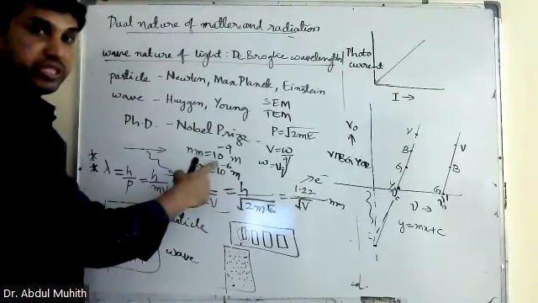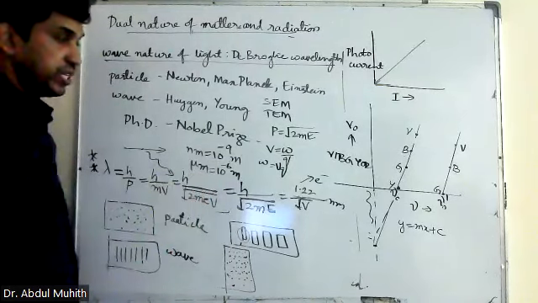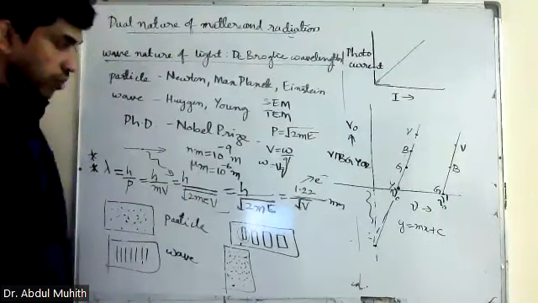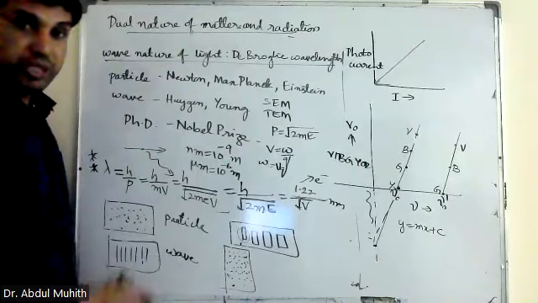Nanometer means 10 to the power of minus 9 meter. Micrometer means 10 to the power of minus 6 meter. Keep this in mind. So this is what he has explained. Okay, please note down this one.